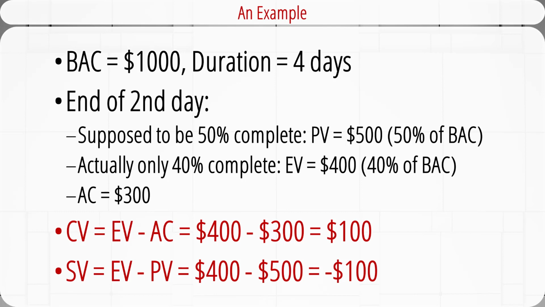Based on the information above, we can calculate the cost variance, which is the earned value minus the actual cost. The result is positive $100. It means we are under budget right now. We can also calculate the schedule variance, which is the earned value minus the planned value. The result is negative $100. It means the project is behind schedule.